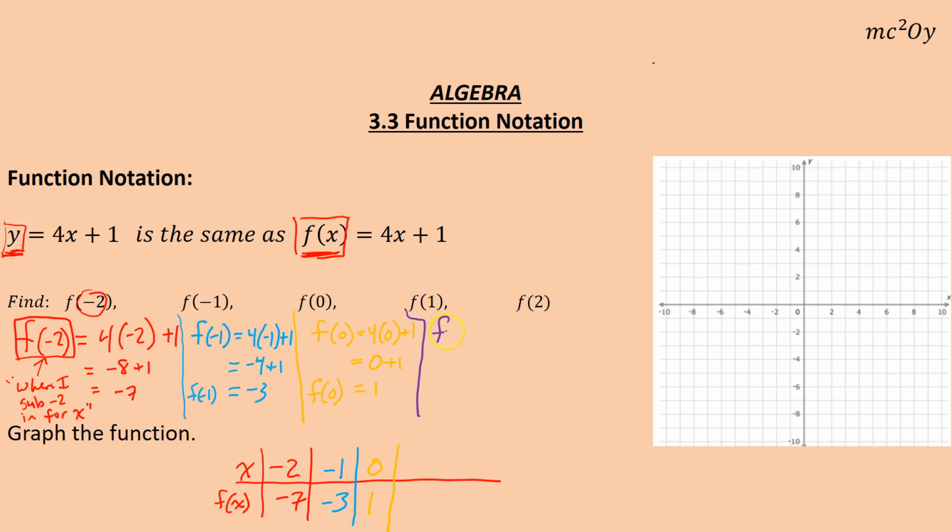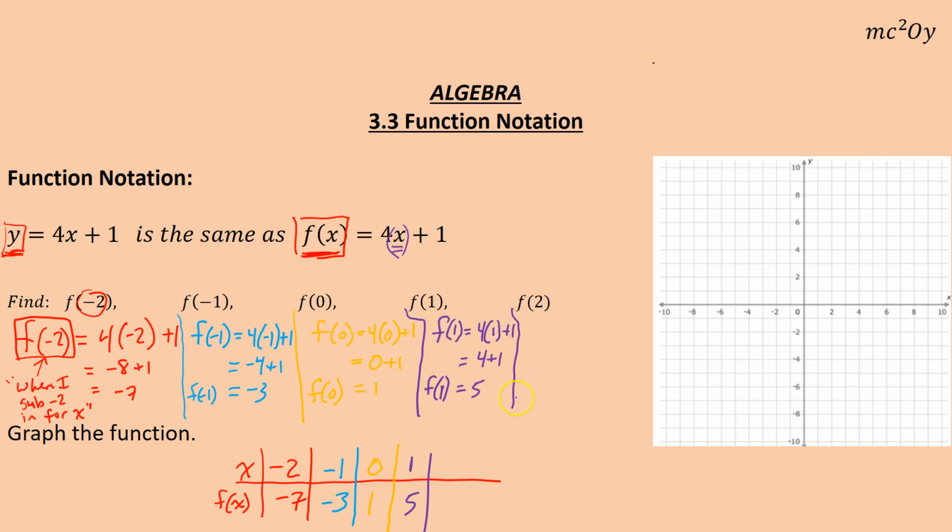If we have f of 1, f of 1 equals 4 times 1 plus 1. Notice the only thing that's changing each time is x. We are substituting something in for x. So that gives me 4 plus 1, or 5. So f of 1 is 5. That means when I have an input of 1, I have an output of 5.